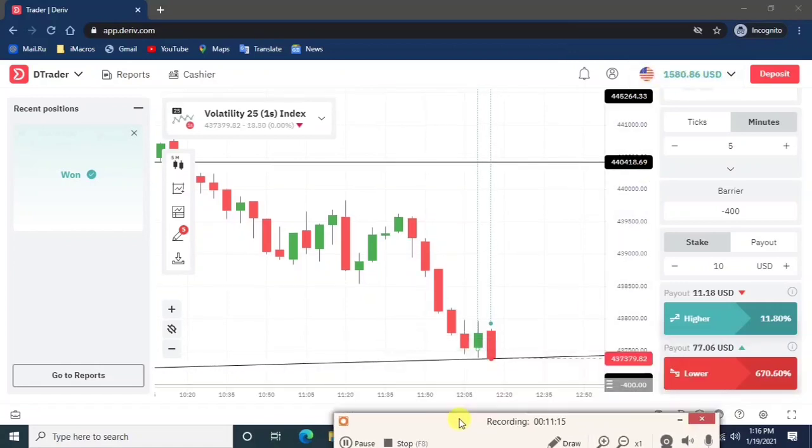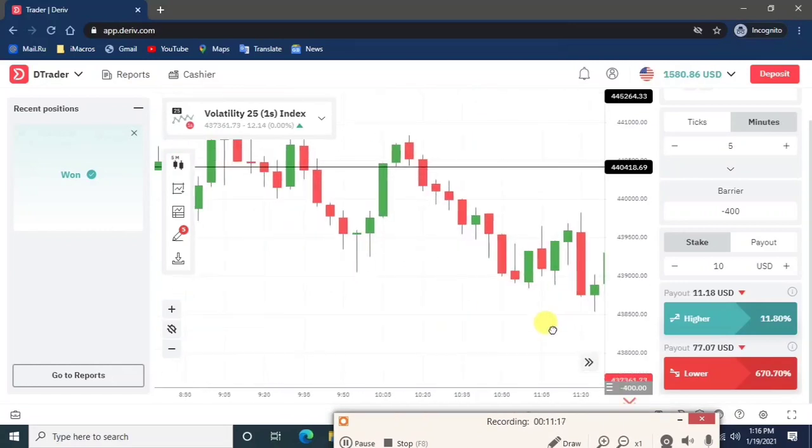So that is it, guys. You can see this. I can draw your support line and a resistance line to be taking a successful trade.